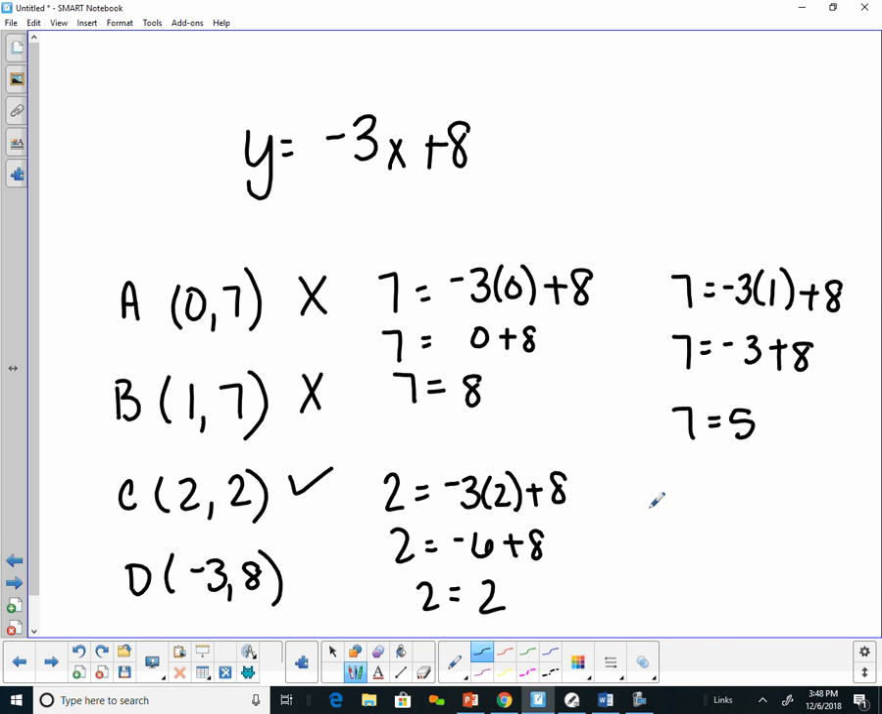Now, just because you found one doesn't mean to stop. There may be more than one solution here. This one, 8, does not equal 17. So in this one, there was only one solution, but do not rule out that there may be more than one solution. Okay.